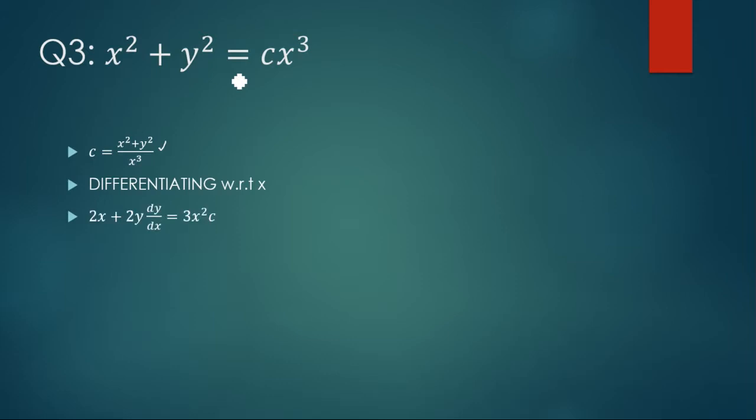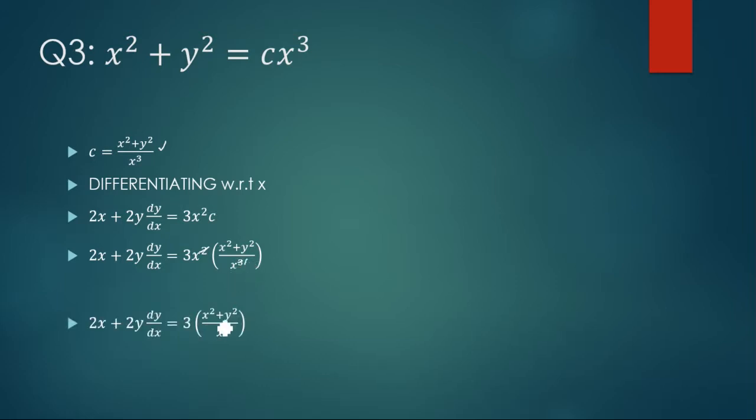So differentiating with respect to x, we got 2x plus 2y dy by dx equals to 3x square into c. So now the first step was to find dy by dx, right? For this we had to remove c. For removing c, we had to put in the value of c, that is x square plus y square by x cube. Now here x cube gets cancelled and it gets power 1, right?